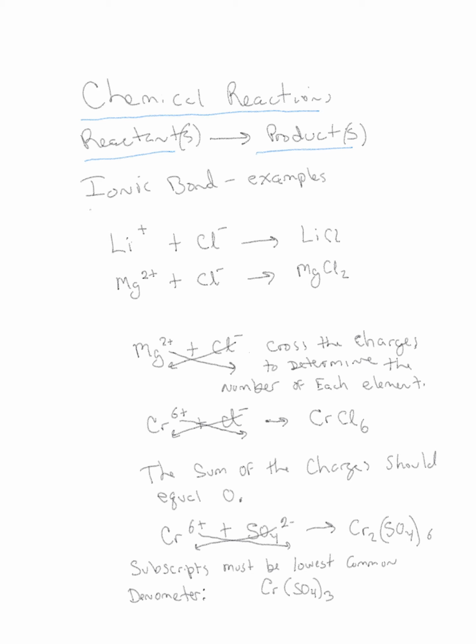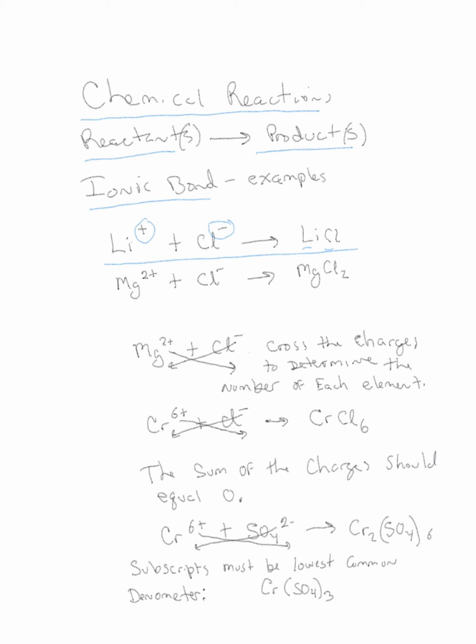Let's look at an ionic bond. Here I wrote lithium and chlorine. Lithium has a positive 1 charge and chlorine has a negative 1 charge. If it's 1, then you don't have to put a number there. When I bond a lithium and a chlorine together, their opposite charges cancel each other out. So the net result is you don't have a charge. The lithium chloride is actually neutral.